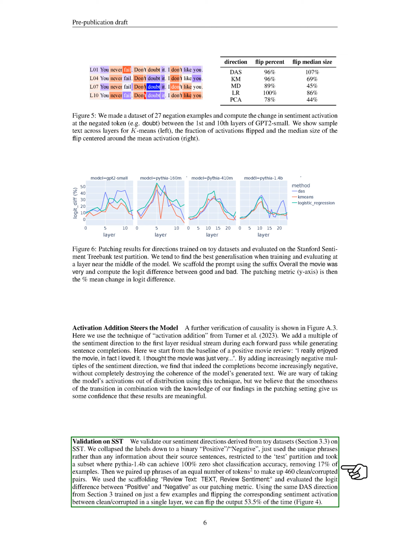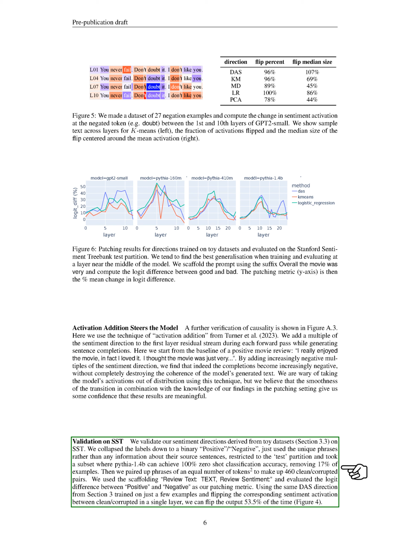Finally, we validated our sentiment directions derived from toy datasets on SST. We simplified the labels to a binary, positive, negative, used only the unique phrases, restricted to the test partition, and took a subset where PYTHIA 1.4b can achieve 100% zero-shot classification accuracy, removing 17% of examples. We then paired up phrases of an equal number of tokens to make up 460 clean, corrupted pairs.